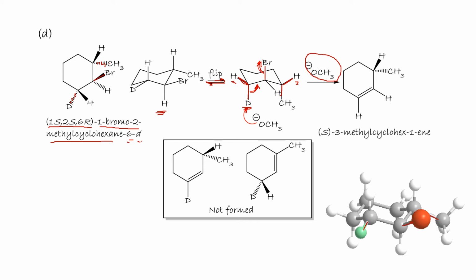So the product will be S-3-methylcyclohexene, and the configuration around this carbon will not change. This is the same S configuration. And these two compounds will not form, because these hydrogens are not anti-coplanar with the Br in this form or in that form.